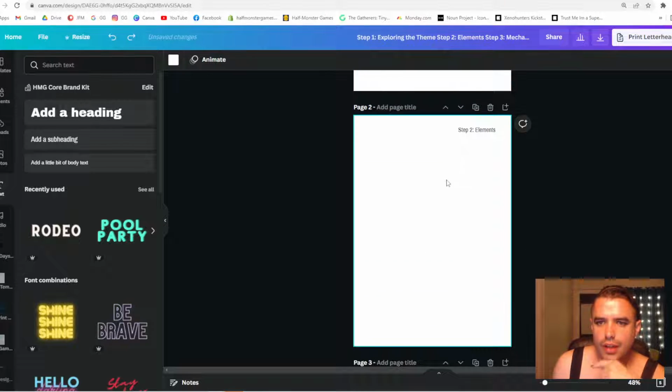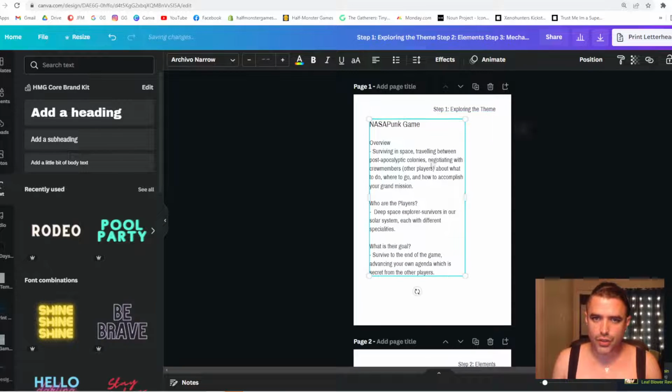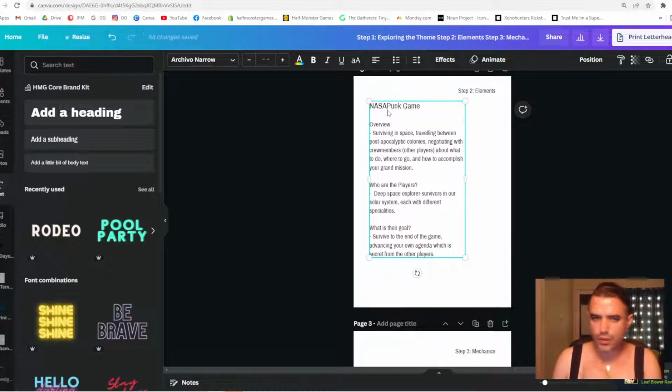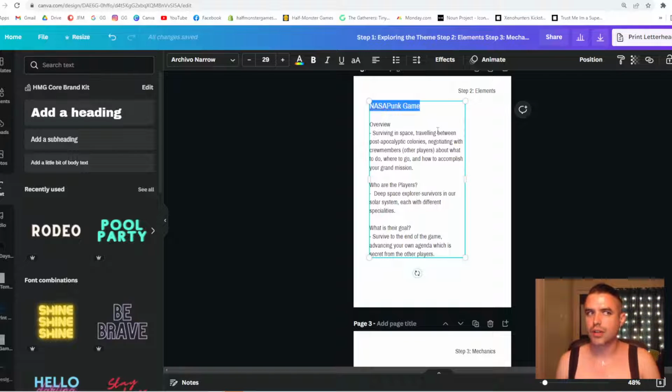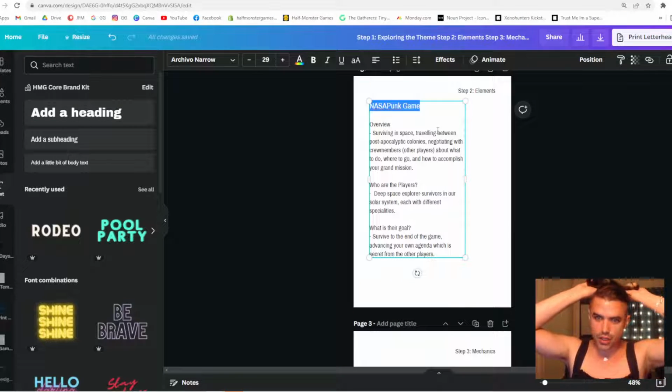Okay, so now let's go into the elements. Elements is where you ask: what will the people be interacting with? What will they be doing? What are the constraints in terms of physical stuff? With a print and play game, you've got potentially infinite pieces, because people could just keep printing. You don't have to worry about shipping or freight or cost or anything like that.